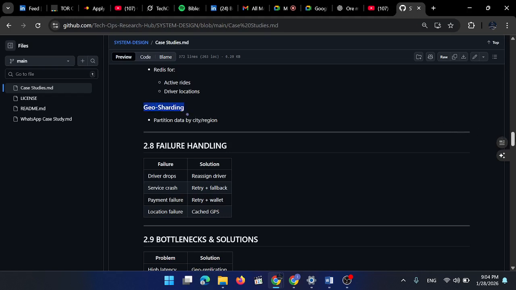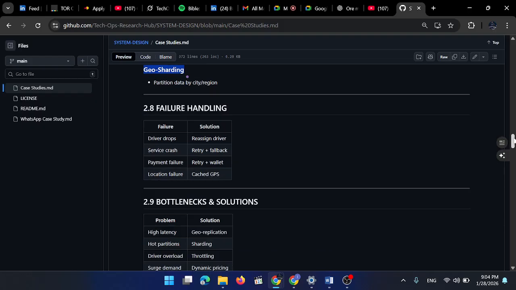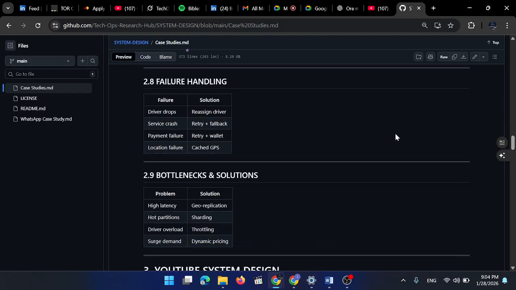And thereafter, there's something called failure handling. How do you get to handle failure just in case? For example, if your driver drops, so the solution majorly is to reassign a driver very, very fast. Then if the service crashes, you have to retry plus do a fallback. So that's the solution towards that. And then if there's a payment failure, you get to retry, then check the wallet again. Then if there's a location failure, you have to cache your GPS.